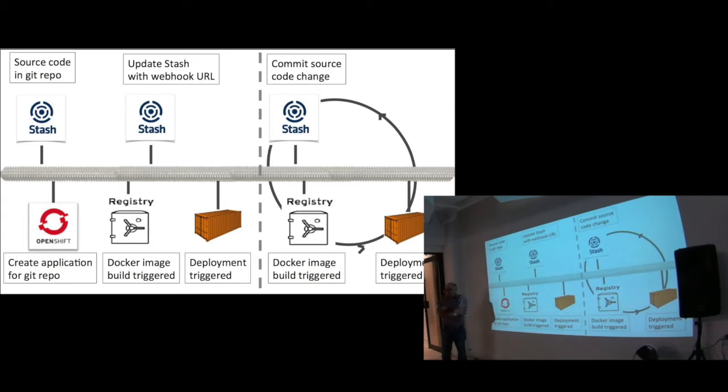So, an example from the real world: a project we did last week. This particular client was using Stash from Atlassian, and we just built a kind of steel thread to demonstrate the integration, and it works like this. Developers work with Stash, where the source code is. We create an application pointing to that particular Git repo. That can also be automated. Once that's done, that triggers building a Docker image, and triggers a deployment as a container at runtime. So that's your first start event.